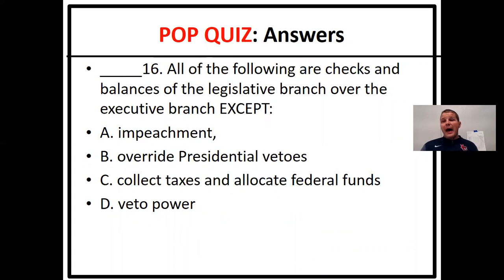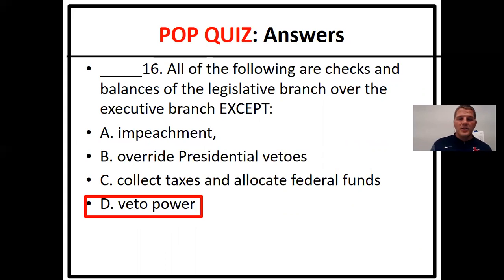All of the checks and balances. We know the basic definition of checks and balances is to ensure that one branch does not have too much power. So all of the following are checks and balances of the legislative branch over the executive branch, except, of course, veto power. The legislative branch cannot veto the executive branch. It would actually be the other way around. The legislative branch can impeach the president. They can override presidential vetoes, and they have the action to collect taxes and allocate federal funds.